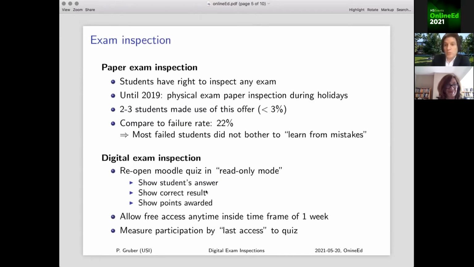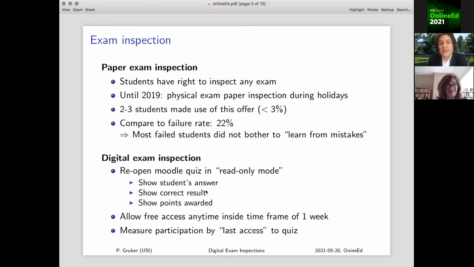So what did we do? I'm talking now, after the exam is done, about the exam inspection. At our university, students have the right to inspect any exam. Usually this so far has been mostly done by students who were failing or who were close to failing, in order to get material for appealing the grade. This was the case until 2019.